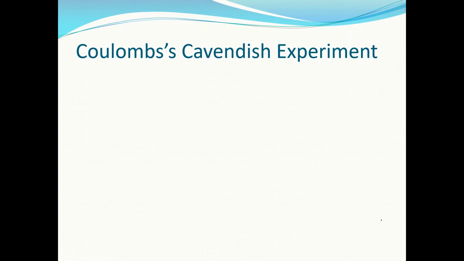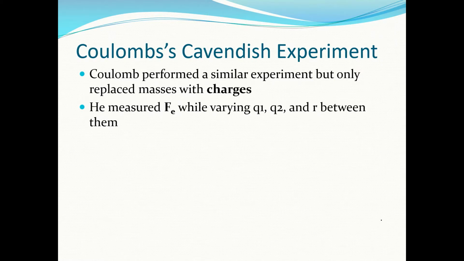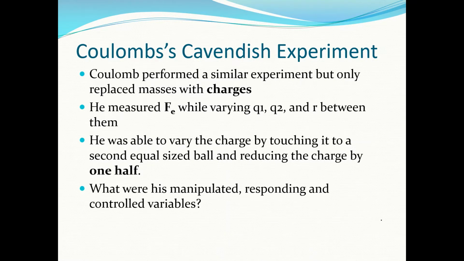So Coulomb's experiment was super similar. He did the same thing, but instead of masses, he did charges. He measured Fe while varying Q1, Q2, and r between them. He was able to vary the charge by touching it to a second equal-sized ball and reducing the charge by half. So what were our manipulated, controlled, and responding variables?